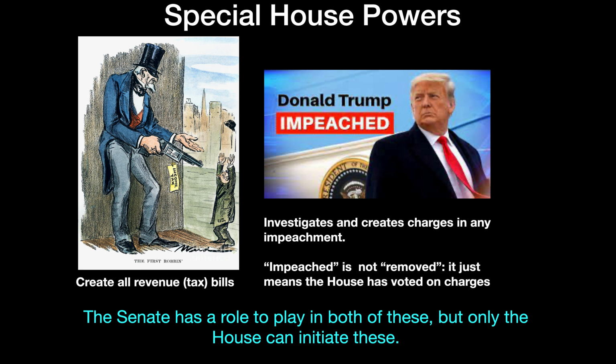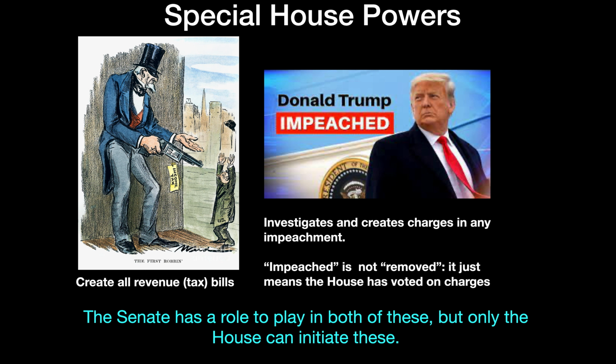And if the House investigates and finds that there might be, they will take a vote as to whether or not to charge the president with those crimes. That's what an impeachment is, the act of charging a president with a crime.